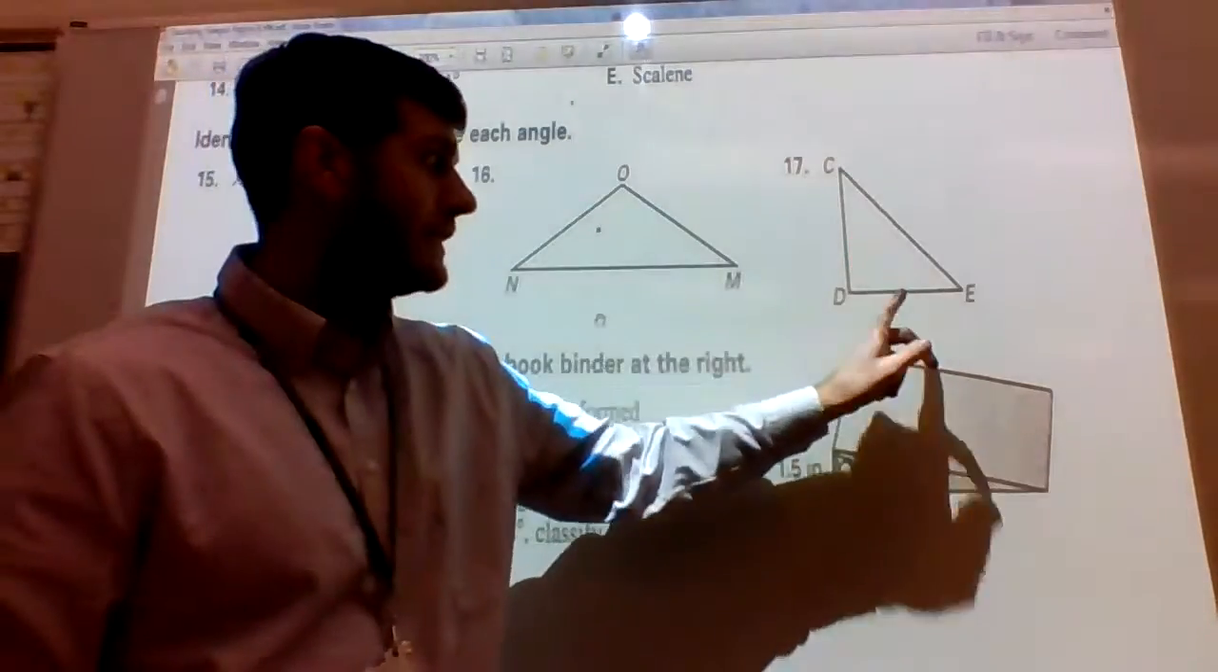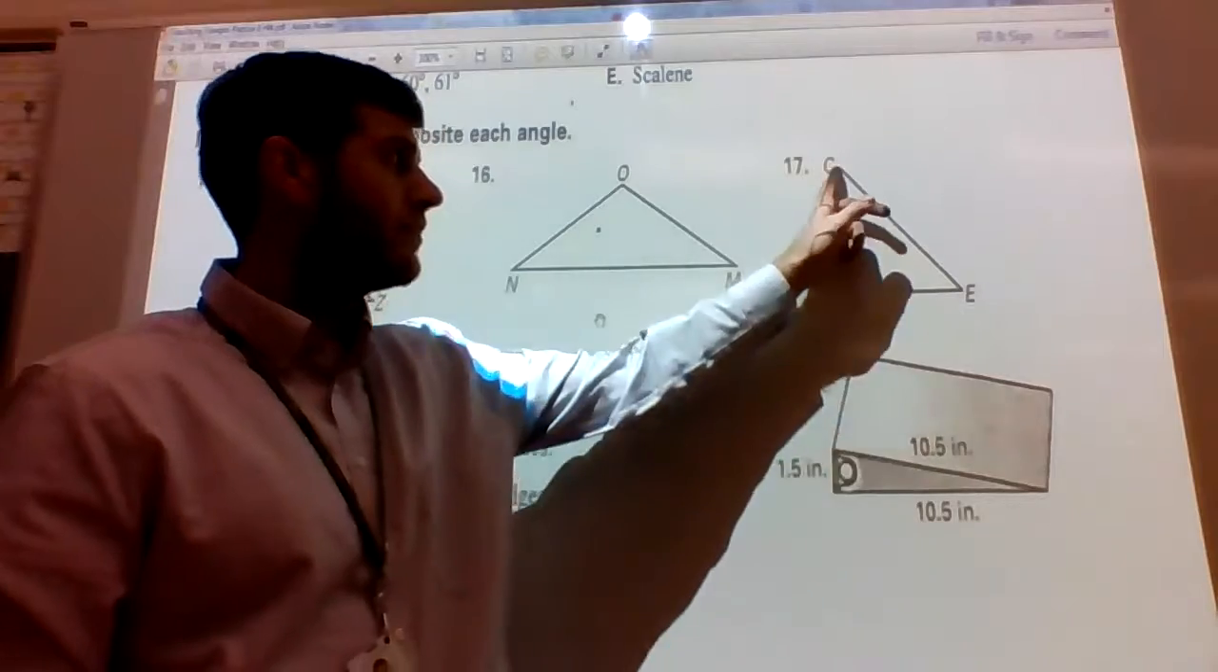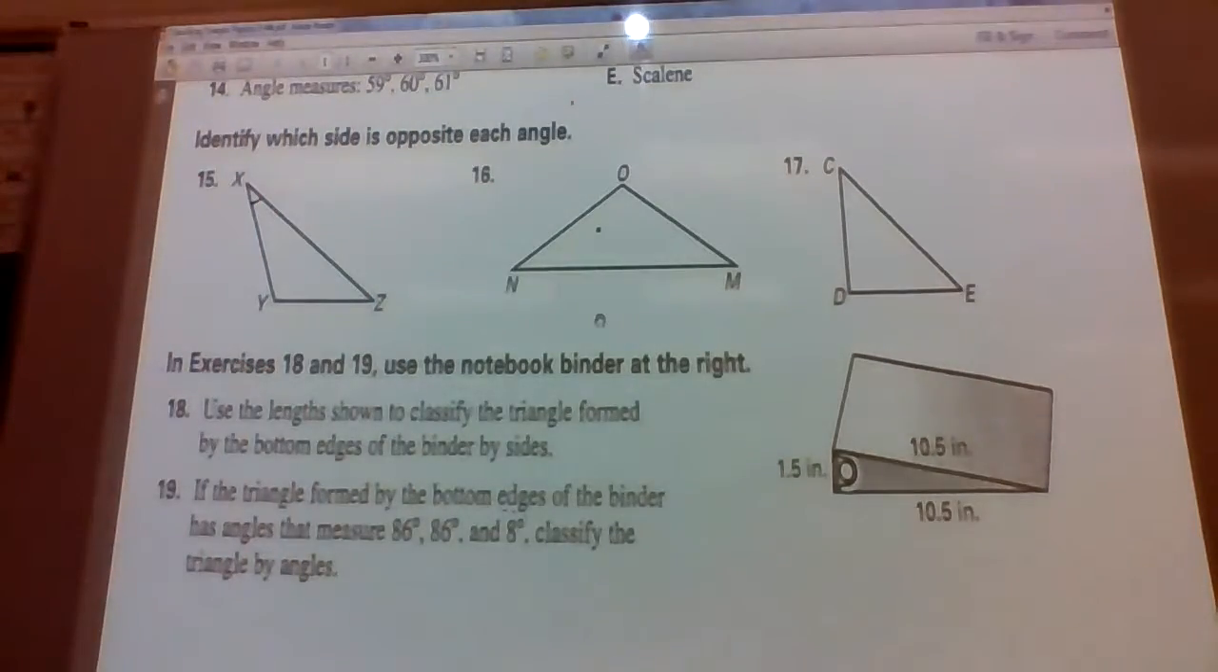Opposite angle C, we have DE. Opposite angle D, we have CE. And opposite angle E, we have CD. And if we remember, it doesn't tell us here, but the longest side of a triangle is going to be opposite the longest or the largest angle. So the largest side is going to be opposite the largest angle. The smallest side is going to be opposite the smallest angle.